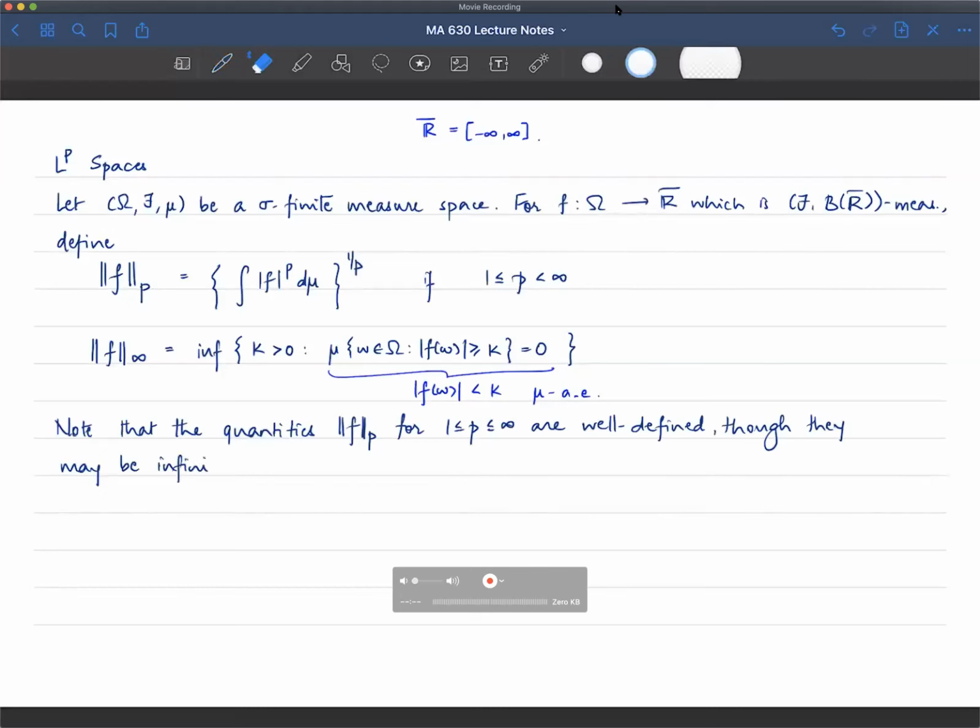So f of omega is bounded above by k, right? Hang on, can you repeat that, please? Can we say that f of omega is bounded above by k? No, you cannot say that. That is the thing.